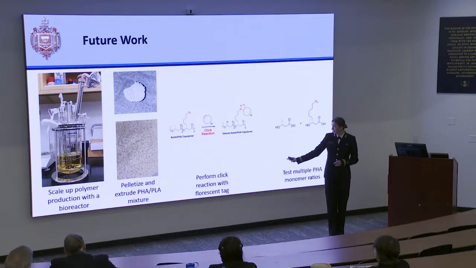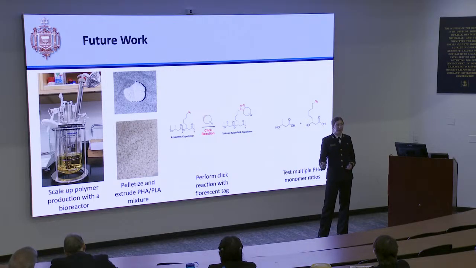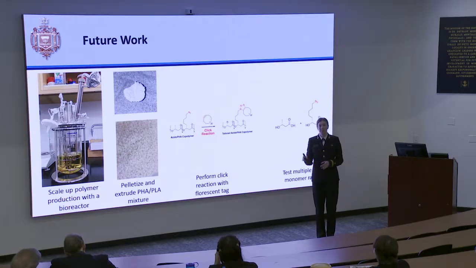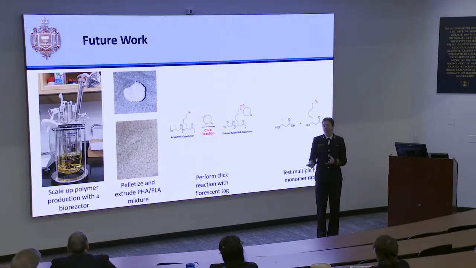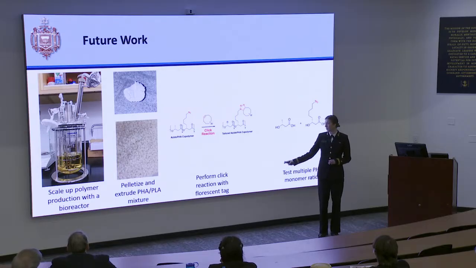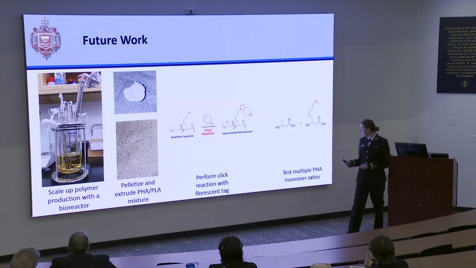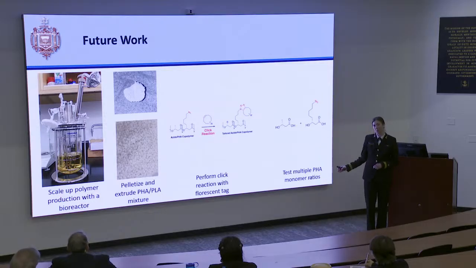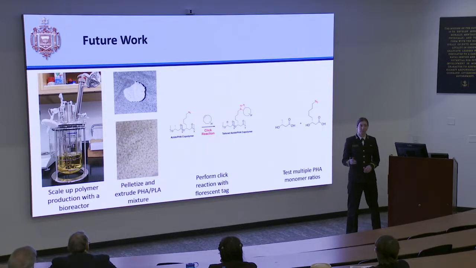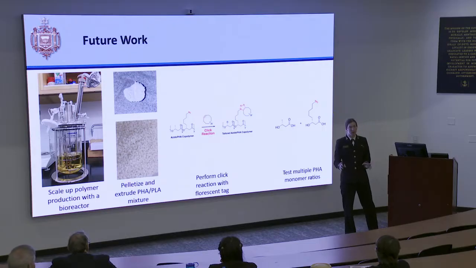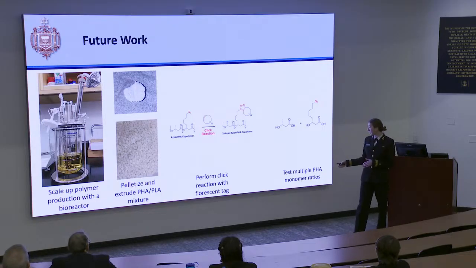The next step for future work would be performing click chemistry reactions. To actually prove that the azide polymer has been blended in the PLA, we can react it with a fluorescent tag to check for the presence of the azide. And lastly is to test other monomer ratios. Right now we're aiming for a 90 to 10% monomer ratio, but that can be easily changed to explore the physical and thermal properties of that polymer.